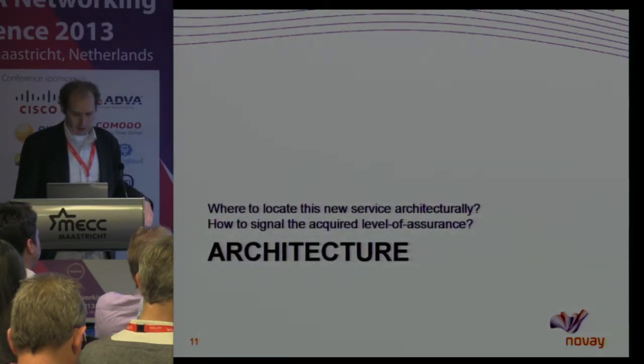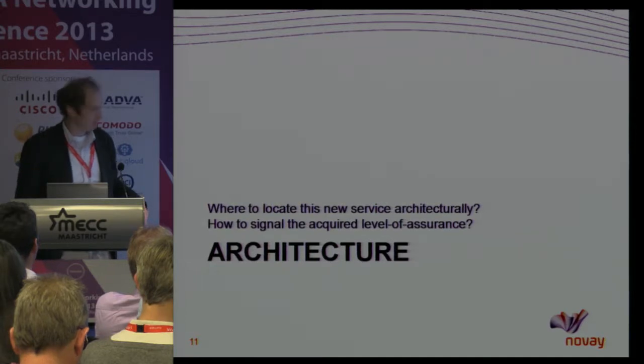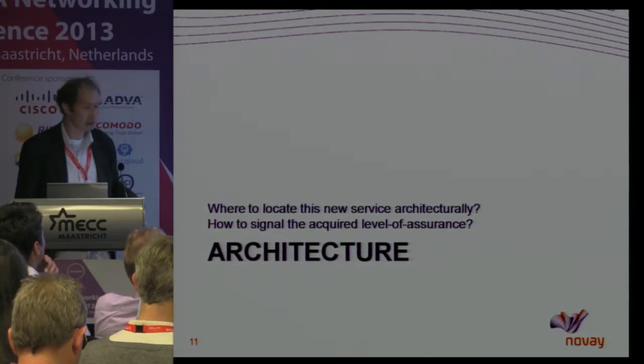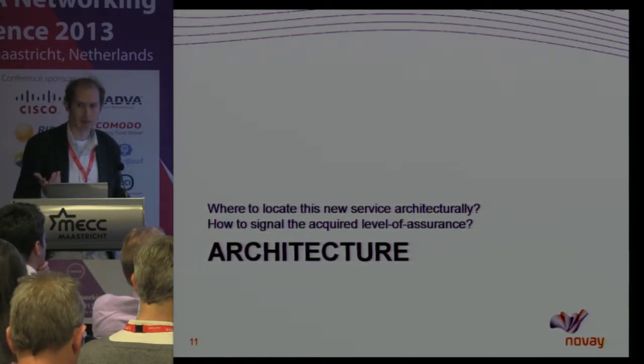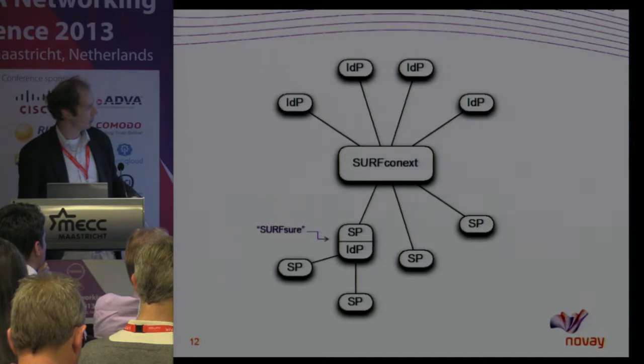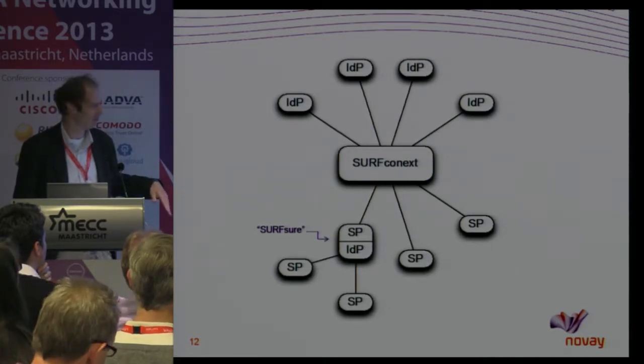So let's have a look at the architecture. There are two questions that we were specifically answering here. Where would you locate such a service architecturally within the SURFconext Federation, which is a hub and spoke federation? And how do you signal the acquired level of assurance to the service provider? So where would you locate this in the hub and spoke federation? Well, of course, if hub and spoke is your hammer, then you will see such a service as a nail here.